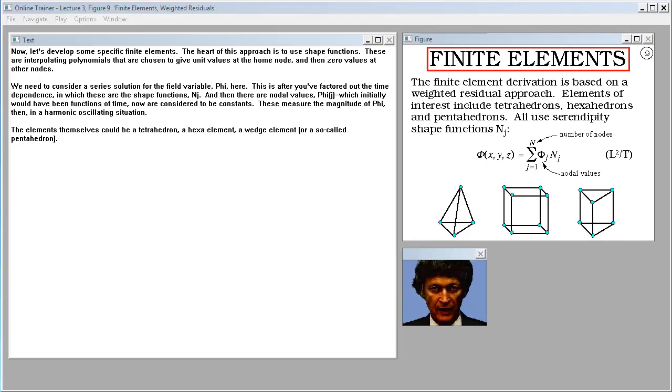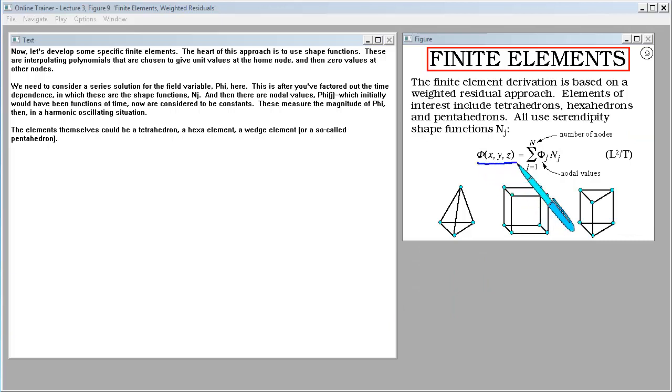Now let's develop some specific finite elements. The heart of this approach is to use shape functions. These are interpolating polynomials that are chosen to give unit values at a home node and zero values at other nodes. We need to consider a series solution for the field variable phi here, after you've factored out the time dependence, in which these are the shape functions n sub j, and then there are nodal values phi sub j, which initially would have been functions of time, now considered to be constants. These measure the magnitude of phi in a harmonic oscillating situation. The elements themselves could be tetrahedra, hexa elements, wedge elements, or so-called pentahedra.